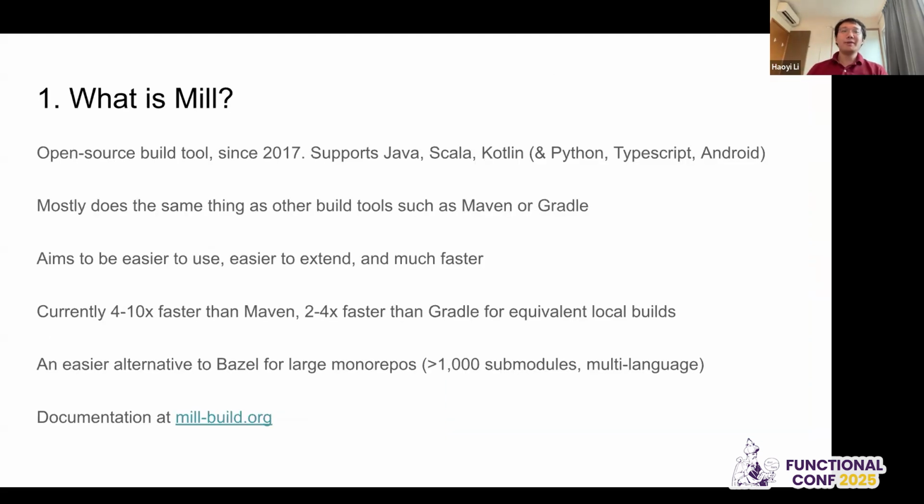So about Mill. Mill is an open source build tool. It's primarily targeted at the JVM. It supports Scala, Java, and Kotlin. And it also has experimental support for other languages, things like building Python projects, TypeScript projects, Android, and so on.